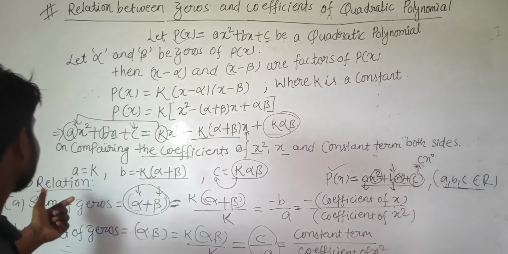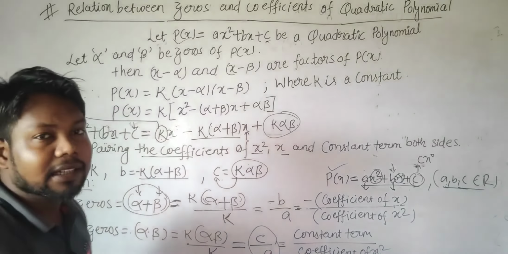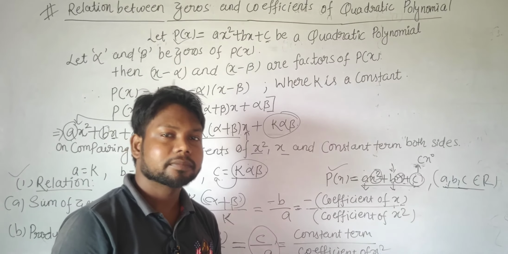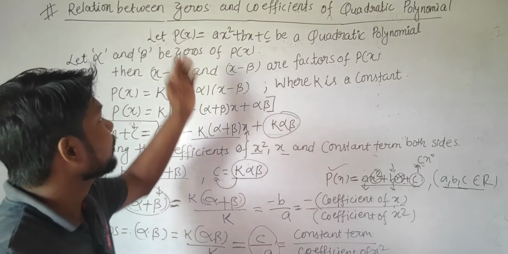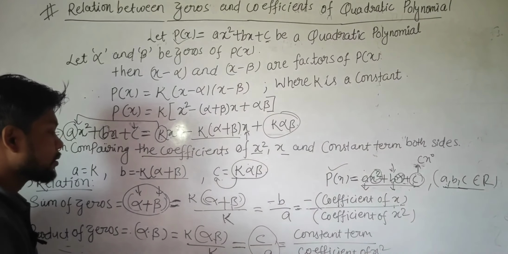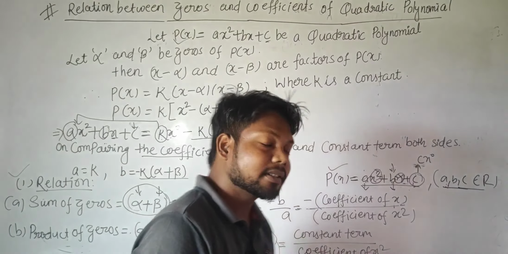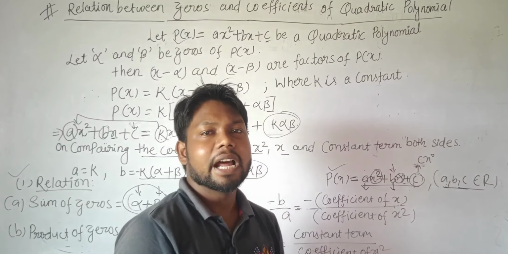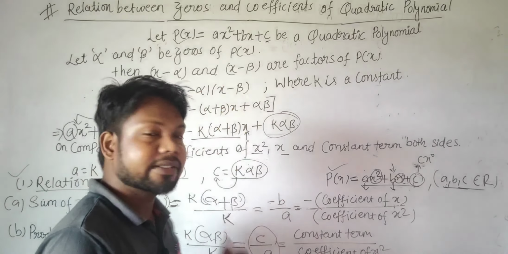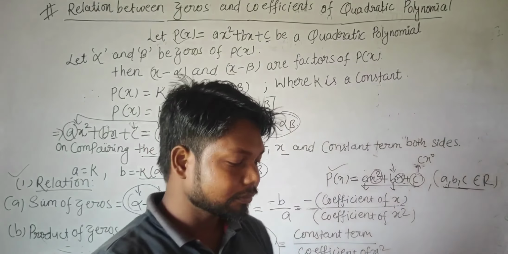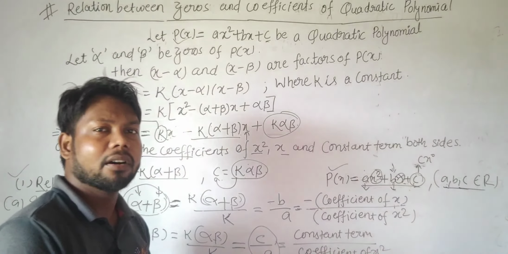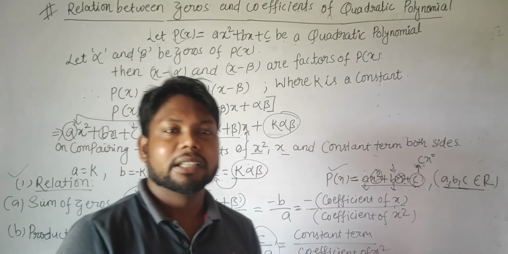So this is the relation between the zeros of a quadratic polynomial and their coefficients. This relation is very important, because the next problem will be asked from these relations. So I hope everybody understood this topic. Okay, then thank you.